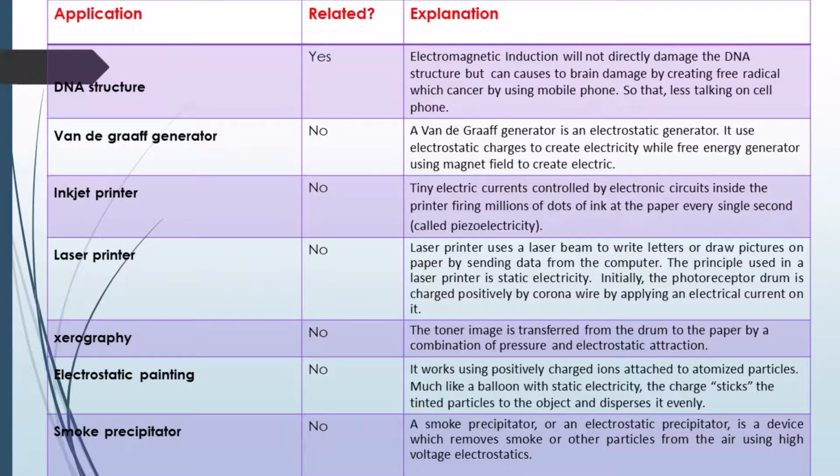While the Van de Graaff generator, inkjet printer, laser printer, xerography, electrostatic painting, and smoke precipitator are not related to our project because all of these applications use electrostatic charge to function, to aid in their function.